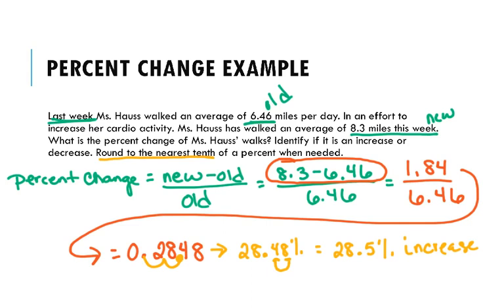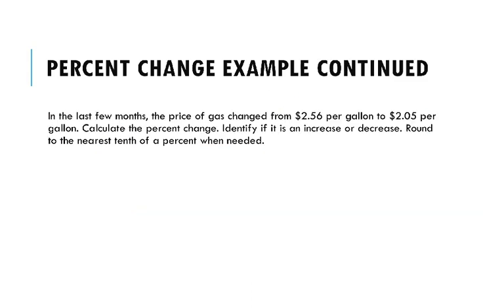Now, let's try another problem. All right, in the last few months, the price of gas changed from $2.56 per gallon to $2.05 per gallon. Calculate the percent change. Identify if it's an increase or decrease. Round to the nearest tenth of a percent when needed.